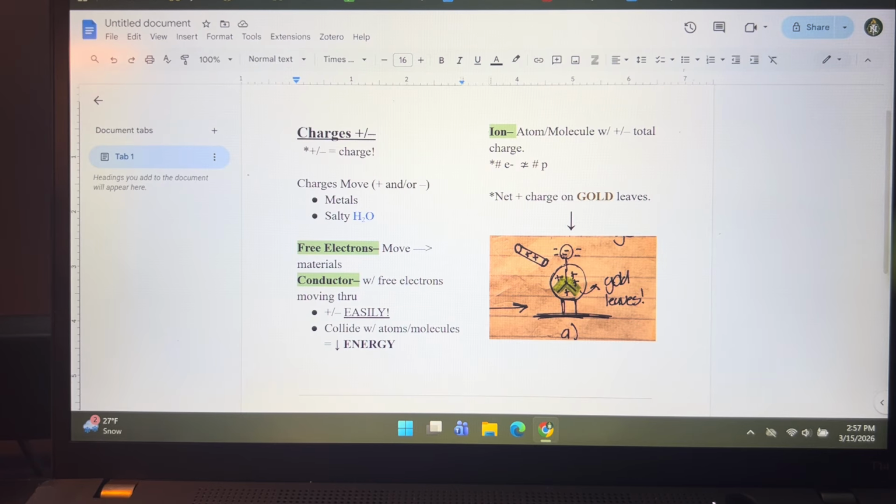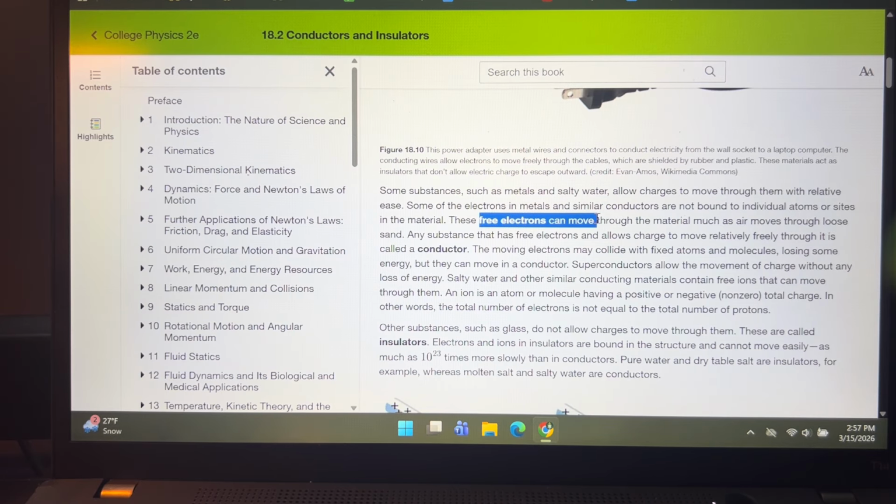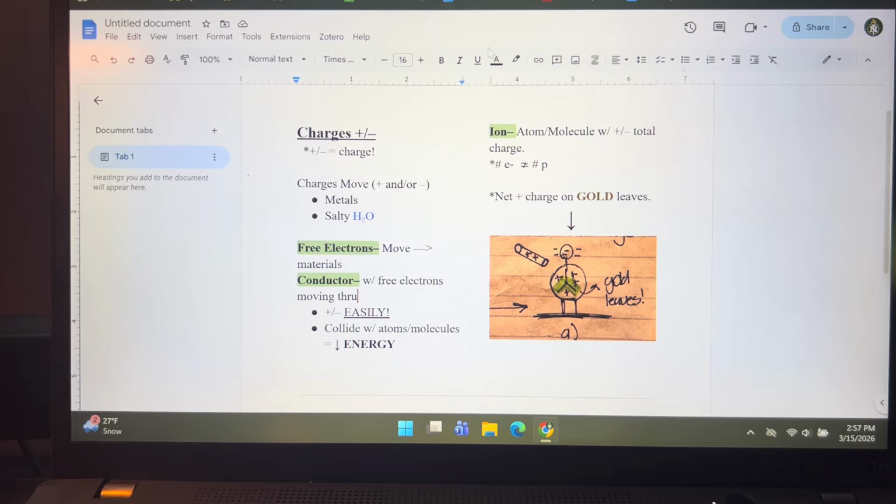where, again, another great strategy we can use here, instead of writing out the long definition of what a free electron is, is to simplify it and make it make sense to us. So instead of saying that big long thing, we can say move through materials, with an arrow representing the word through. Same with conductor, with, instead of writing out with, w/, free electrons moving through.